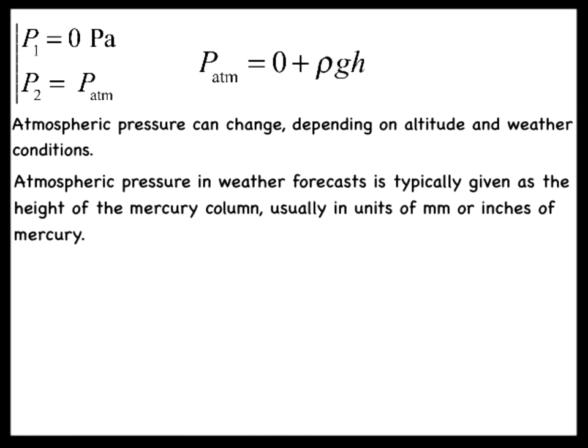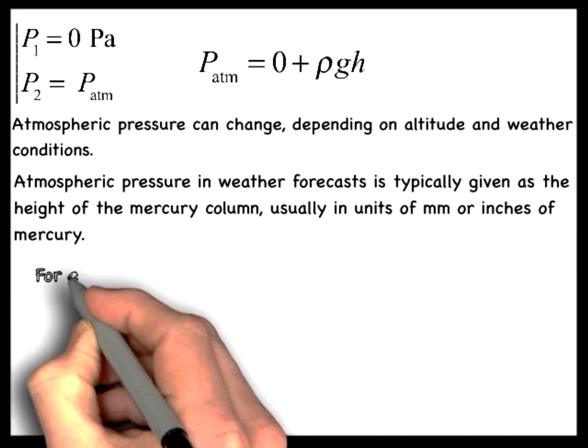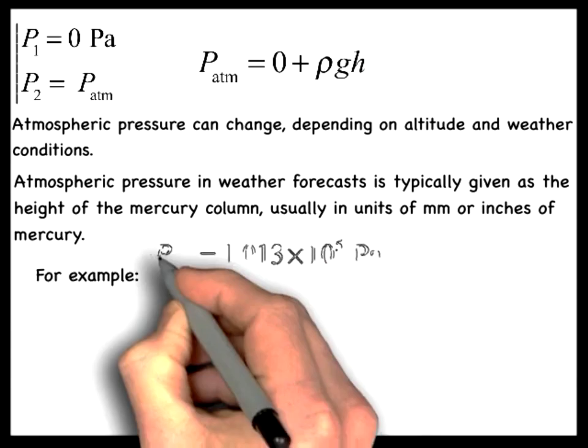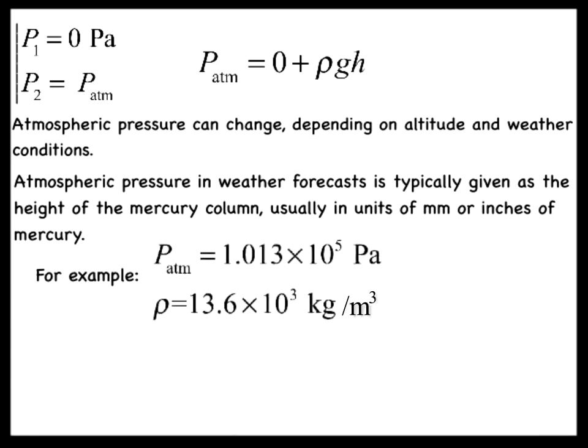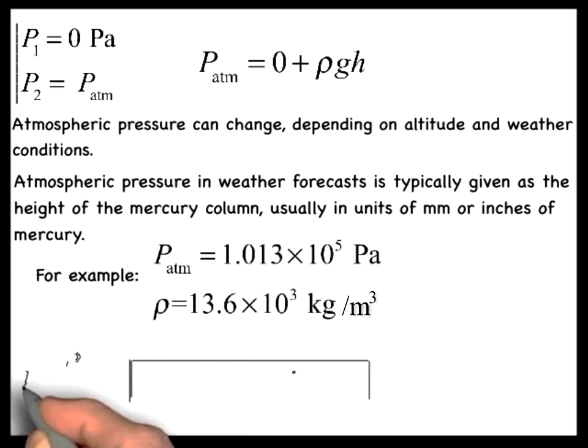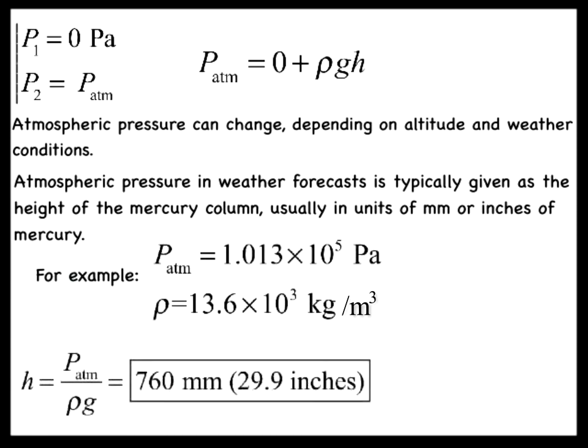For instance, using P atmosphere equals 1.013 times 10 to the 5th pascals, and rho equals 13.6 times 10 to the 3 kilograms per cubic meter for the density of mercury, we find the height h equals 760 millimeters, or 29.9 inches. Poor weather conditions are associated with low-pressure systems.